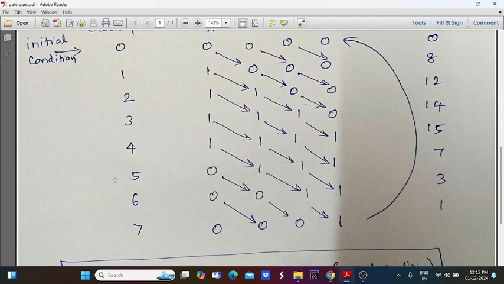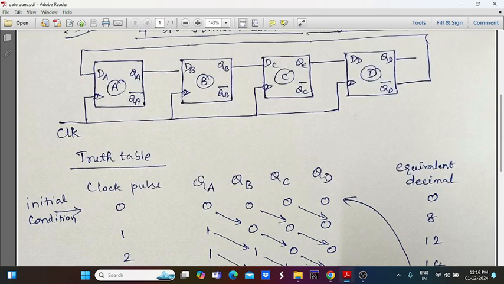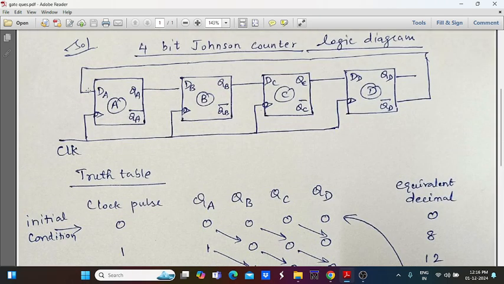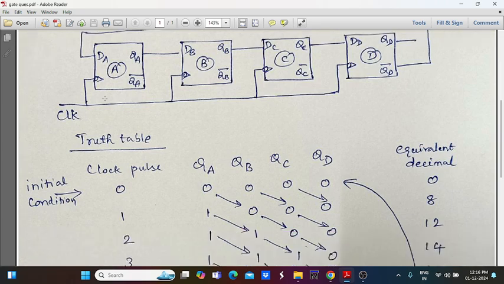Now for fifth clock pulse, DA value is equal to 0. Because of this, QA equal to 0, and the previous QA is shifted to QB. It is 1. Again QB previous value is shifted to QC. It is 1. And QC previous value is shifted to QD. So now again the QD value is equal to 1. It is inverted into QD bar equal to 0. And again this 0 value is applied here for DA.